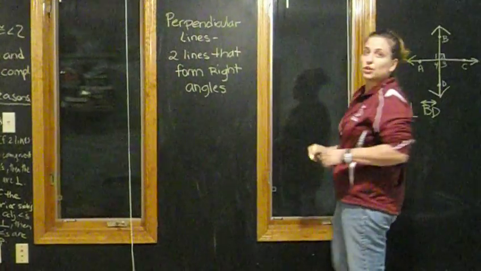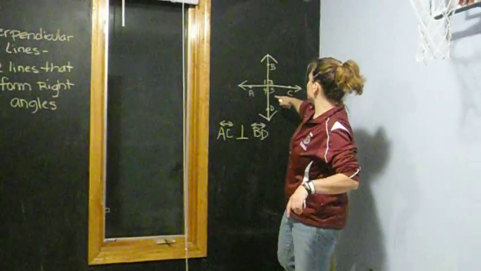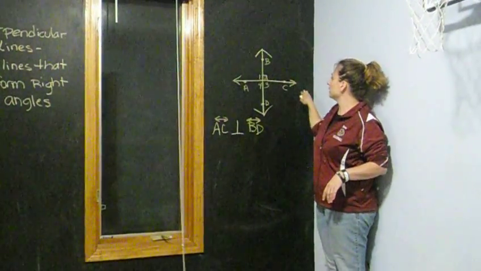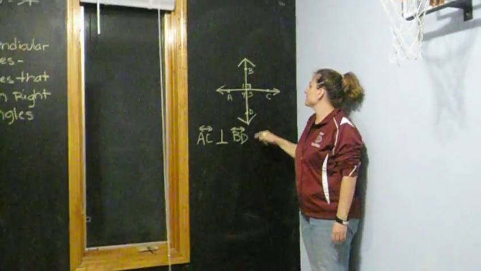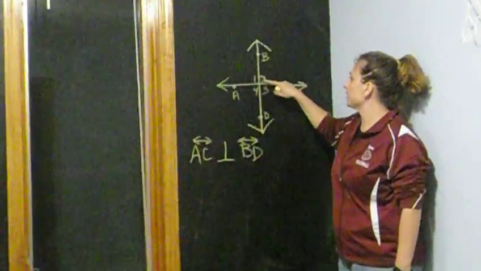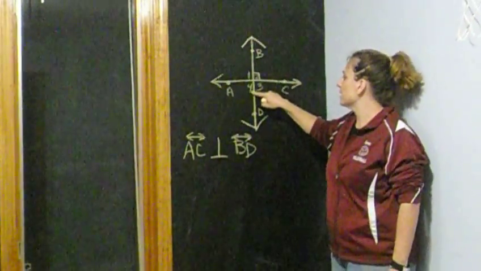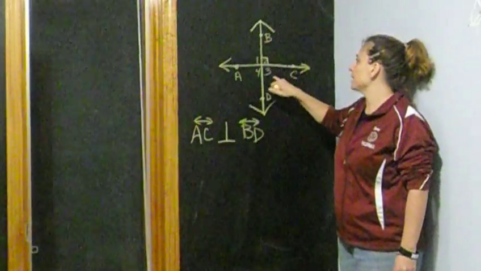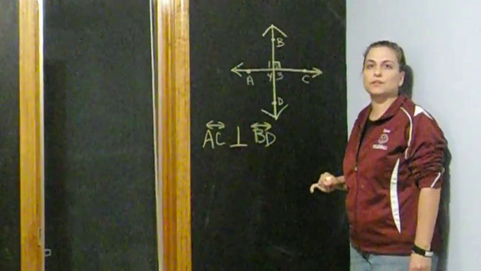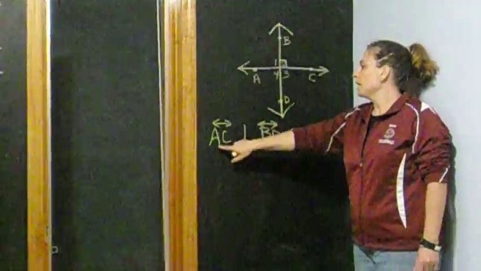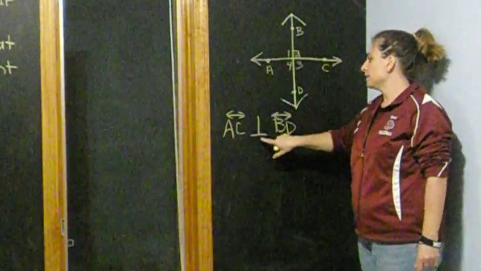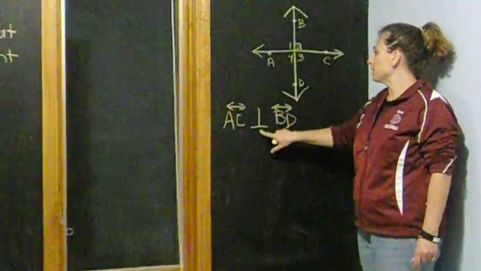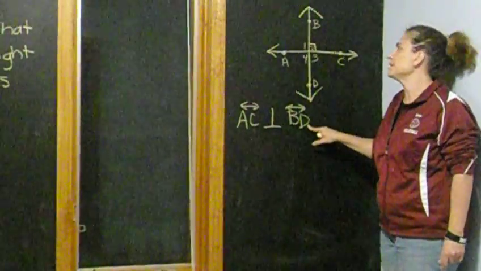So I have a picture over here of some perpendicular lines. Line DB and line AC are perpendicular because they come together and they form right angles. Angle 1 and angle 2 are right angles, and angle 3 and angle 4 are right angles. This is how you would write perpendicular: line AC is perpendicular to line BD.